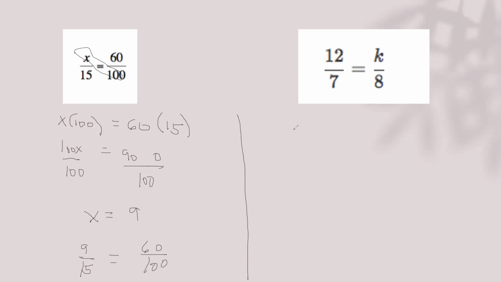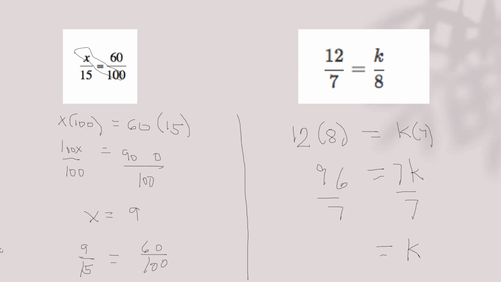So that's the product of the extremes, that will be 12 times 8 equals k times 7. Okay? So 7k will equal what is 12 times 8? That will be 96. Okay? Divided by 7 equals k. Kaya bang i-divide ang 96 by 7?